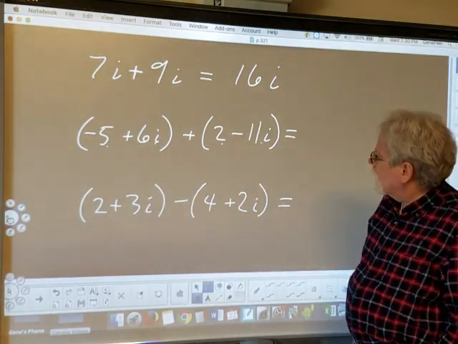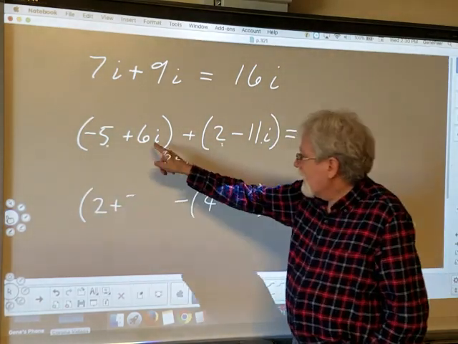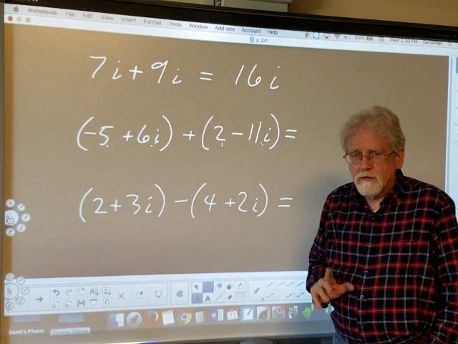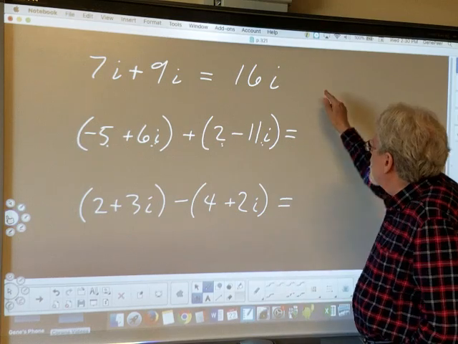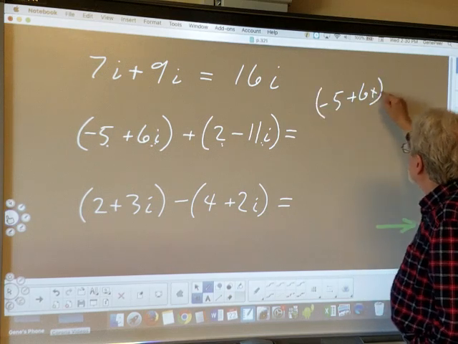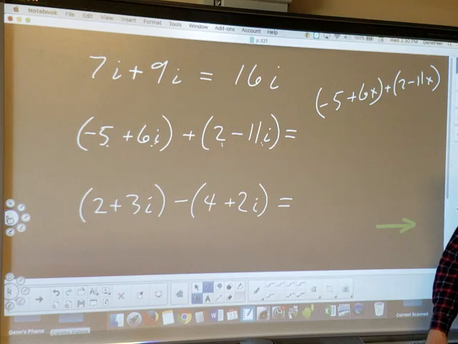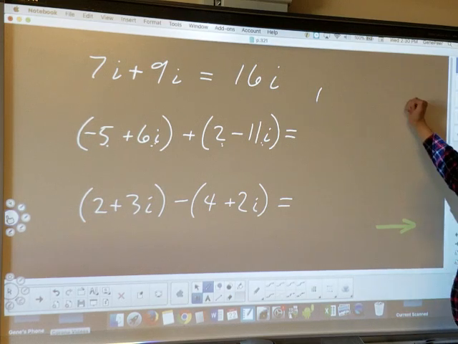Same thing here. To add two complex numbers, add the real parts and add the imaginary parts. I think I said the wrong thing at first. Add the real parts and add the imaginary parts. You're done. Treat it just like as if it had said -5 plus 6x plus 2 minus 11x. It works the same way.